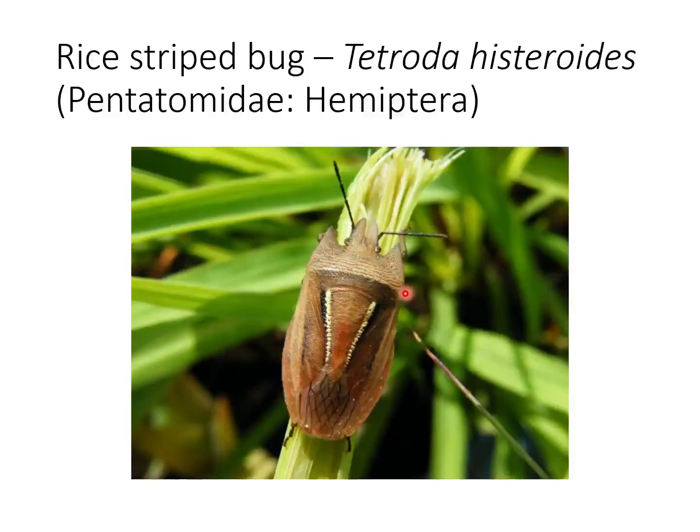Another sucking pest is rice striped bug, Tetroda histeroides. It's a pentatomid bug. I think you remember the characteristics of Pentatomidae which you have learned in the taxonomy course, which have an enlarged scutellum. So this is rarely seen in rice fields, but sometimes the population may be a bit high, but the damage is minimum. Tetroda histeroides.